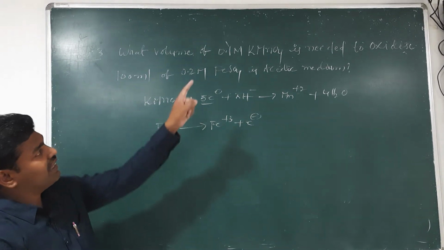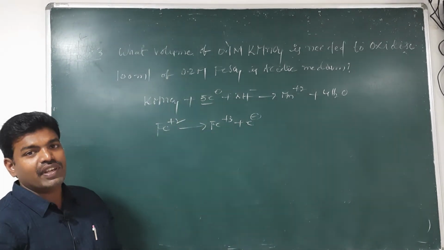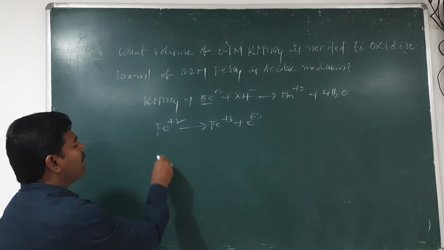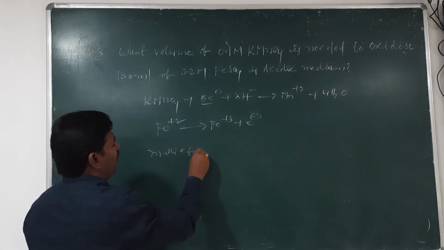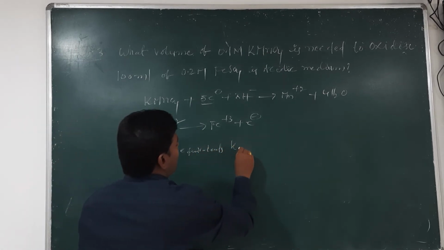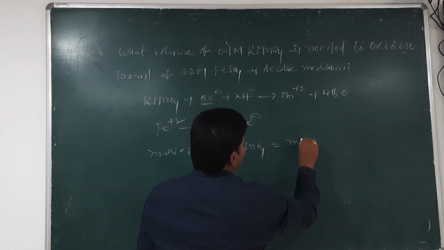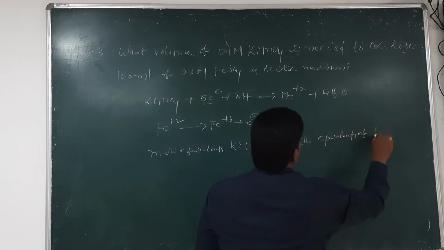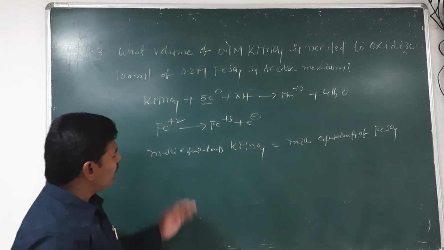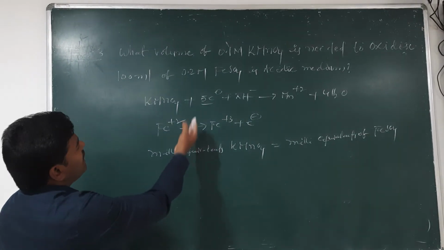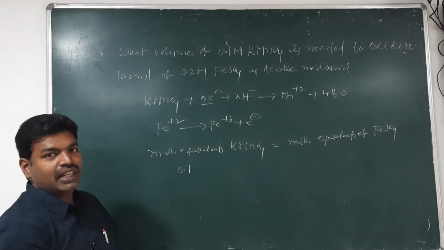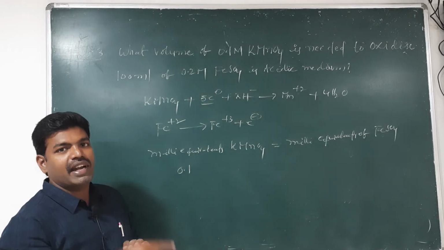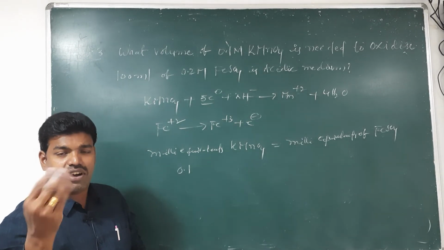And as I already told you, whenever the volume is in ml, we can solve the problem in the simplest manner by using the equivalent concept. So milliequivalents of KMnO4 is equal to milliequivalents of FeSO4. How can we know the milliequivalents of KMnO4? We know the KMnO4 concentration, 0.1, but it is molarity. We should convert the molarity into normality, because the milliequivalent concept is derived from normality.